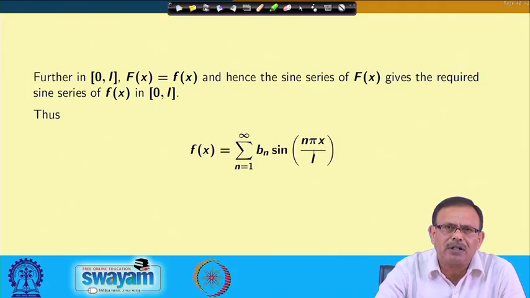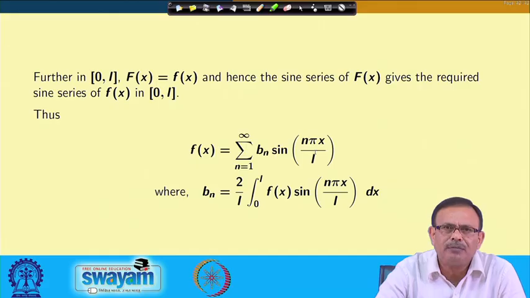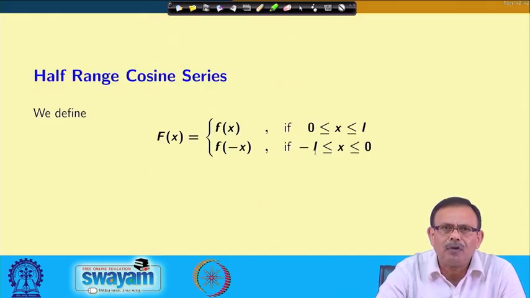And in that case, we can define f(x) as summation n equals 1 to infinity b_n sin n pi x by L, where b_n will be 2 by L integral 0 to L f(x) sin n pi x by L into dx, which we have done earlier.